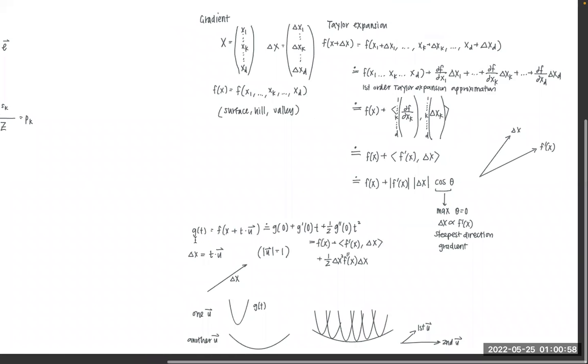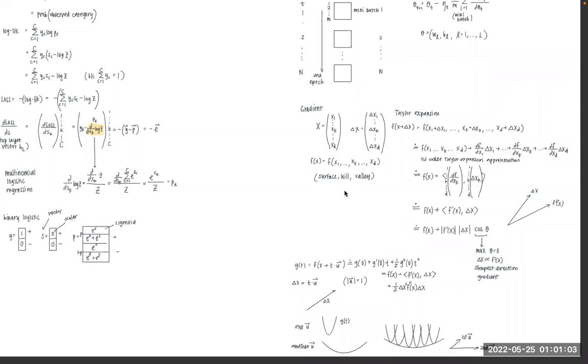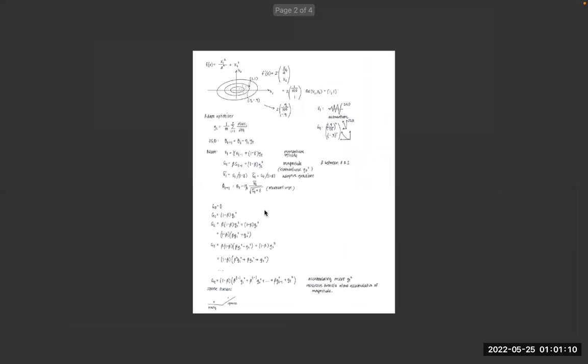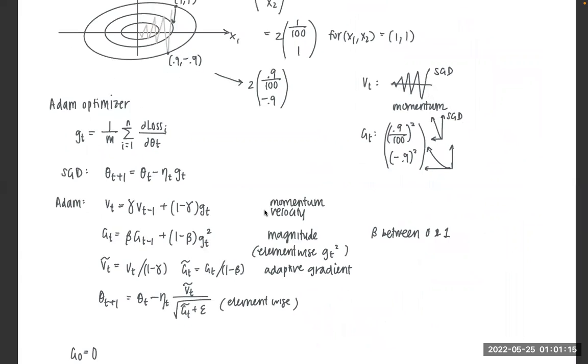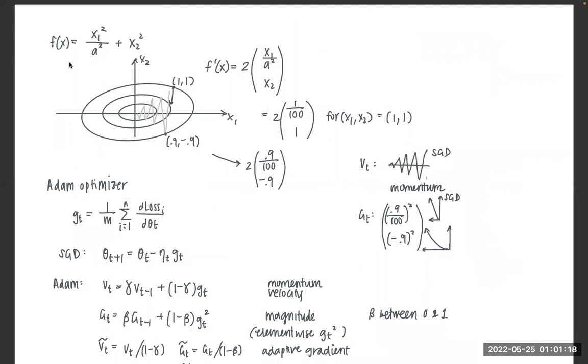Okay, so now we can move on to study gradient descent on the next page. Yes. Okay. So in fact, I would like to give you a very concrete example. Suppose you have f of x, where x is (x1, x2), two-dimensional, and f is x1 squared divided by a squared, plus x2 squared.